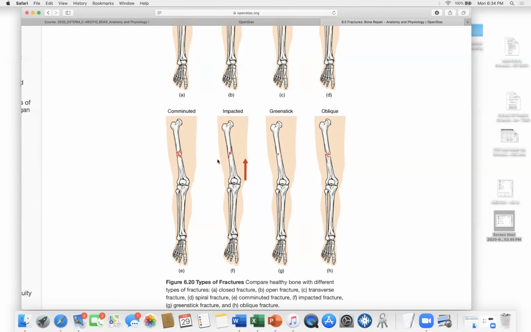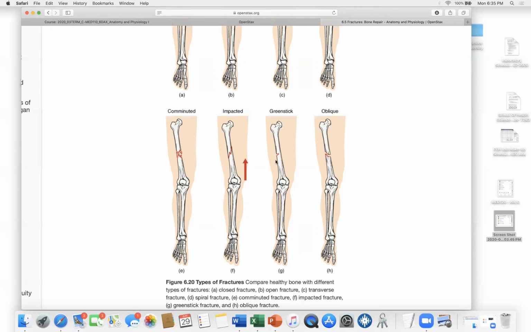Impacted or crush injuries usually happen not only with your long bones, but also with your irregular bones of your vertebrae. When people jump off a roof or something like that, a lot of the energy gets shoved up from the feet on up. So maybe they might break an ankle, but they'll definitely have an impacted fracture of their vertebrae.